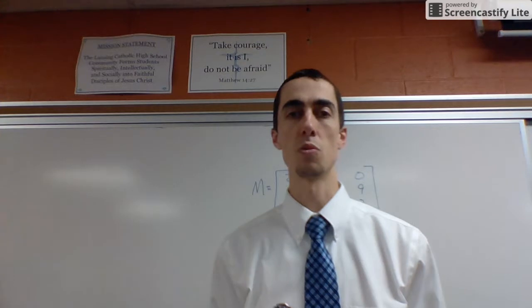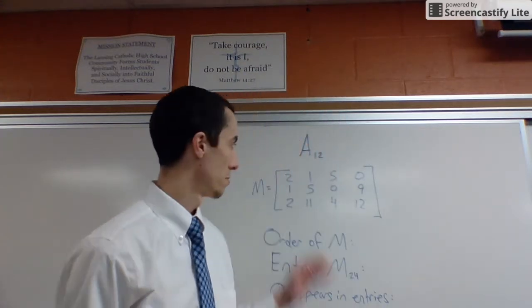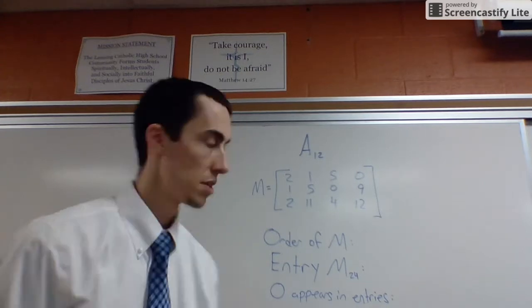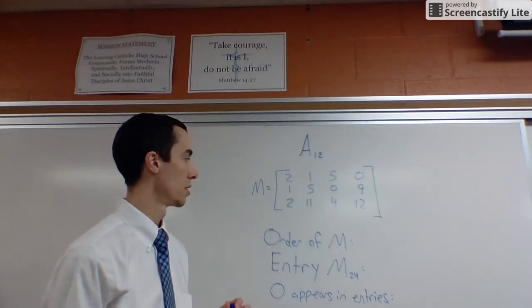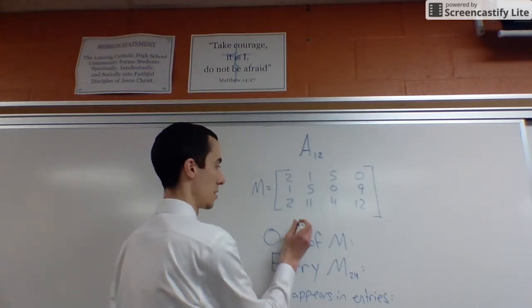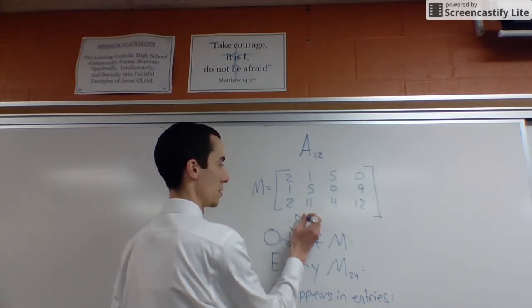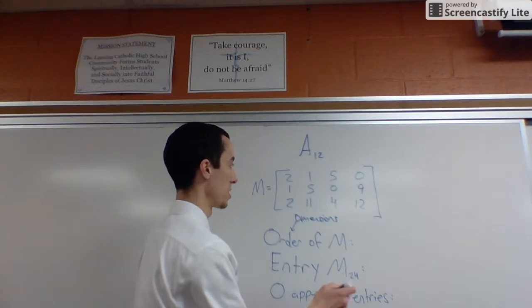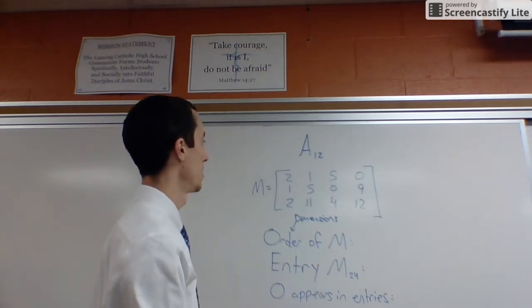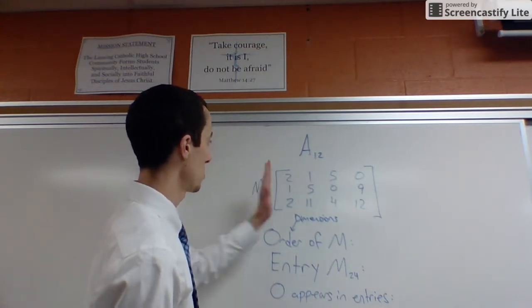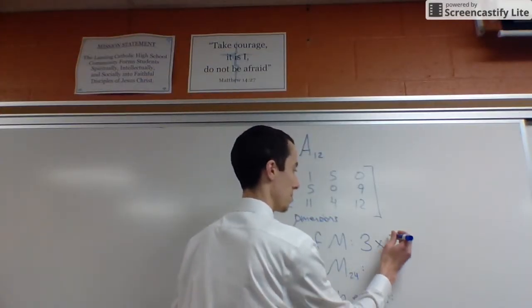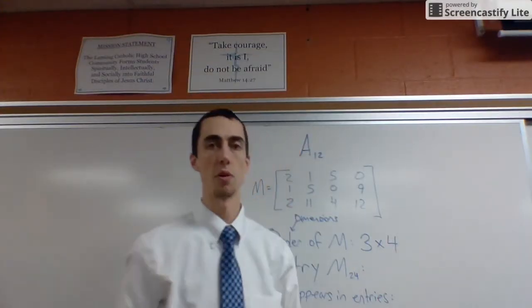Looking a little further down, we've got matrix M, which I wrote back up here. So, first, determine the order of matrix M. The order means the same thing as the dimensions. So matrix M has 3 rows and 4 columns, so its order is 3 by 4.